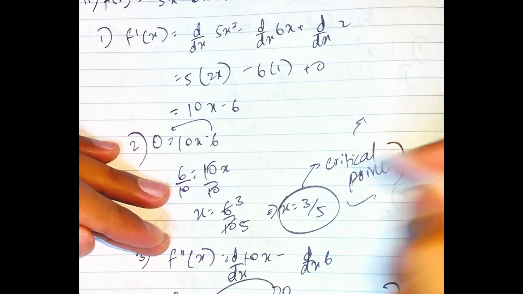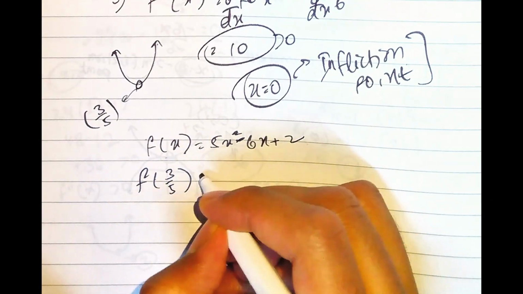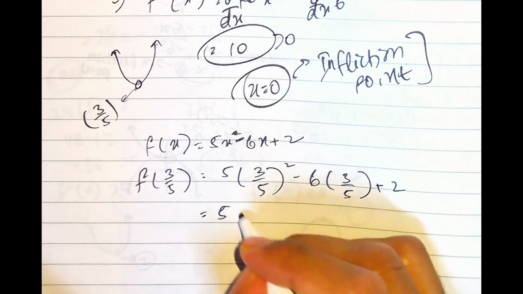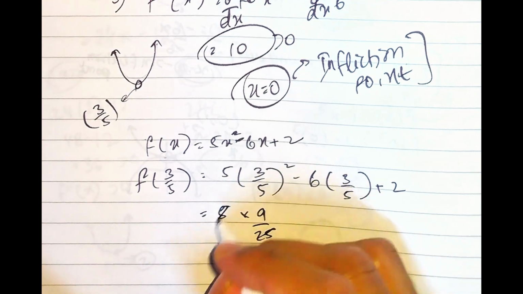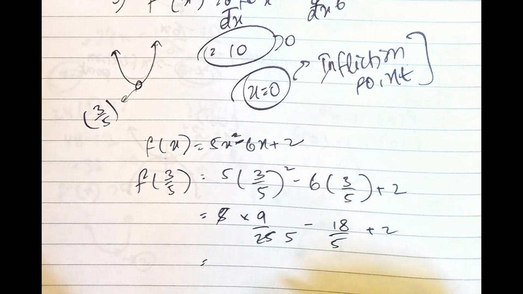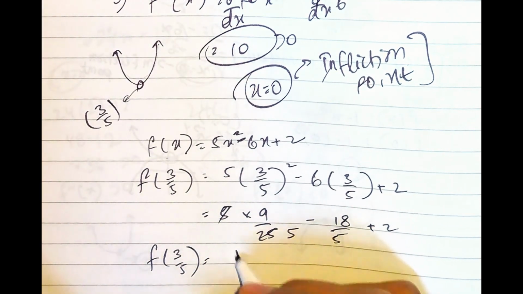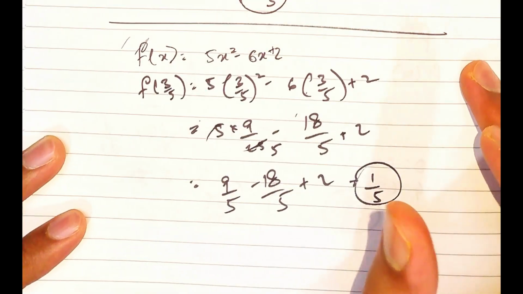Put this critical point into the original function. So we can simply put in 3 over 5 in this function. So we will have 5 times 9 divided by 25, which can be cancelled out by the 5 over here. Minus 6 threes are 18 upon 5, plus 2. So we can quickly take an LCM, and by solving for this function, you will get 1 upon 5, which will be the saddle point for this function. Okay.